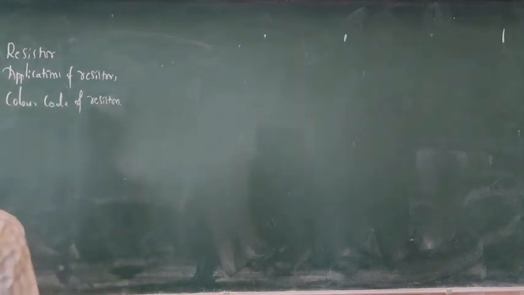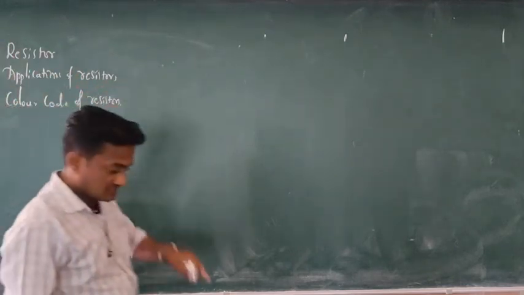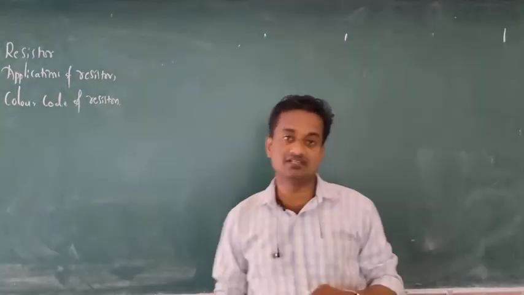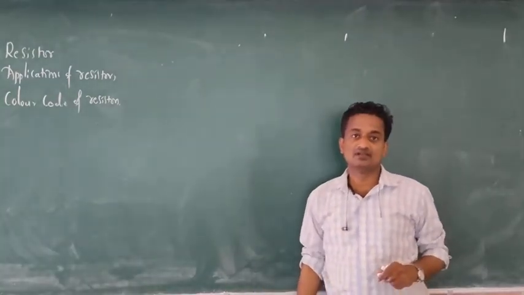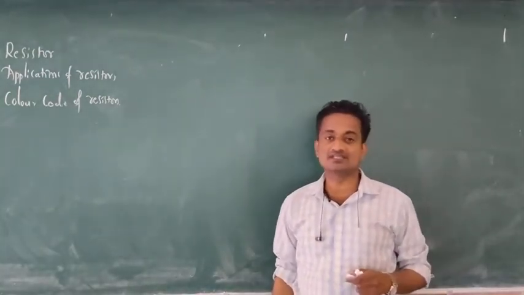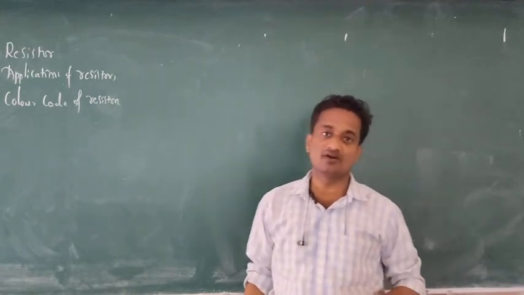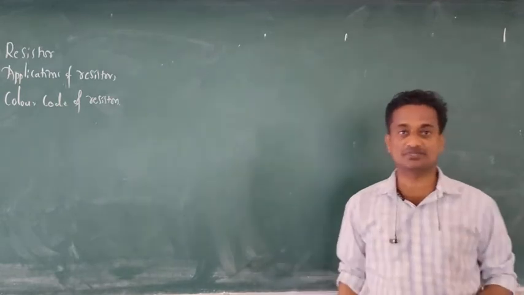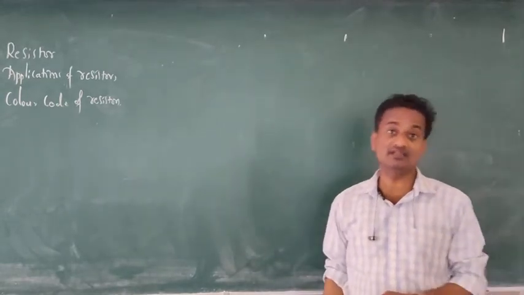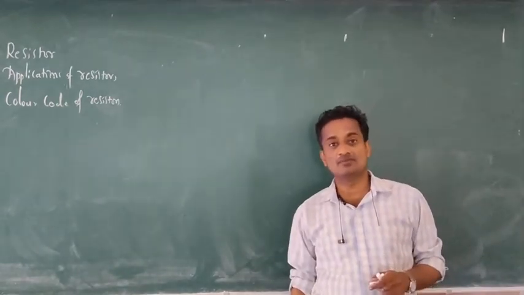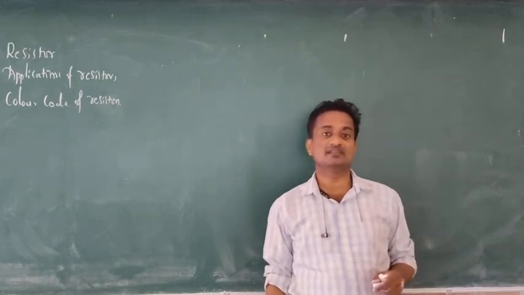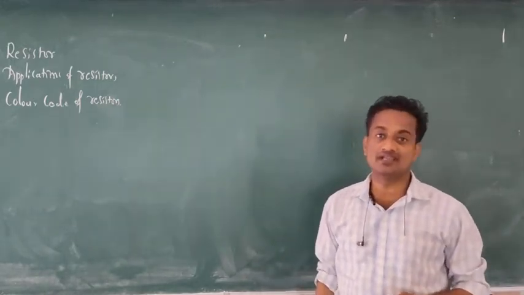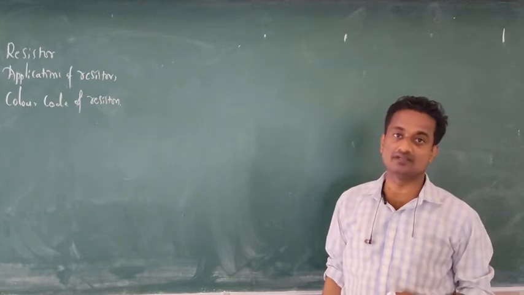Then, resistance is different, and resistivity is different. What is resistance? It is the amount of opposition offered to the flow of electric charges within a conductor, so that is nothing but resistance. What is resistivity? It is the amount of opposition offered to the flow of electric charges per unit length, per unit area, so that is nothing but resistivity.